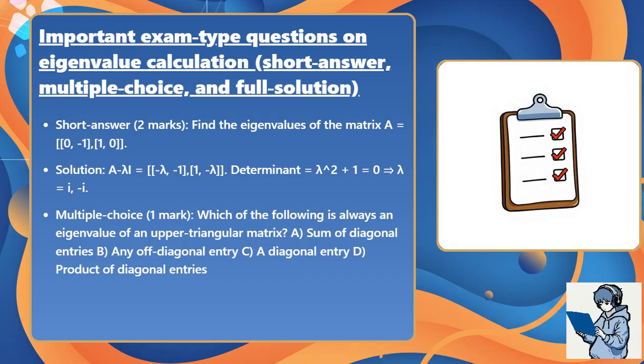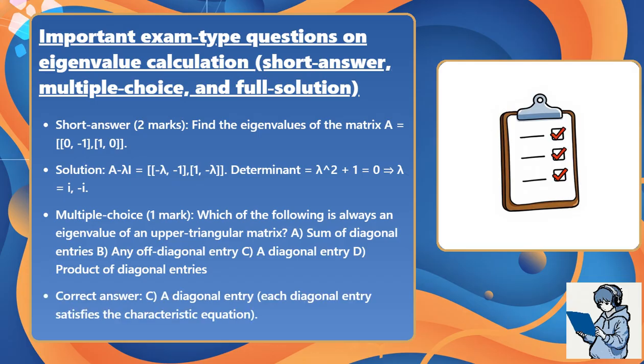Multiple choice, 1 mark. Which of the following is always an eigenvalue of an upper triangular matrix? Option A, sum of diagonal entries. Option B, any off-diagonal entry. Option C, a diagonal entry. Option D, product of diagonal entries. Correct answer: option C, a diagonal entry, because each diagonal entry satisfies the characteristic equation.